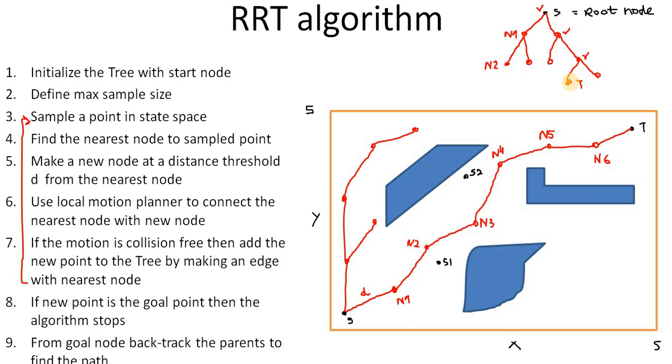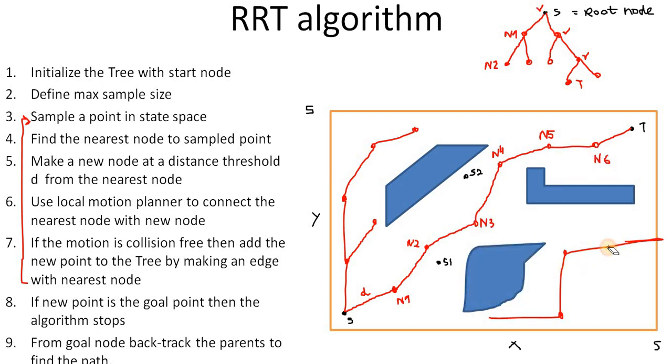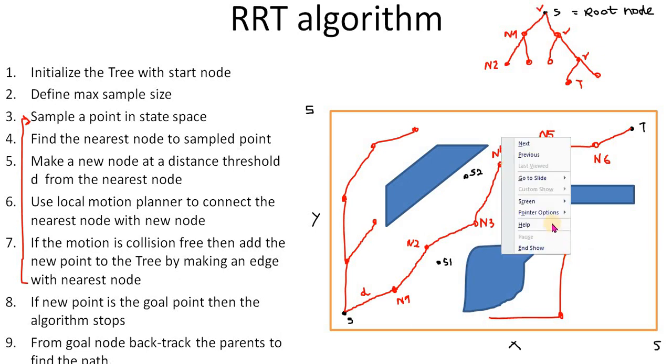So this is how rapidly exploring random trees work. And this was a very simplified example. When you see it in reality, this tree grows in every direction. It fills out because it's randomly sampling, and that's why it fills out all the space in your configuration space.